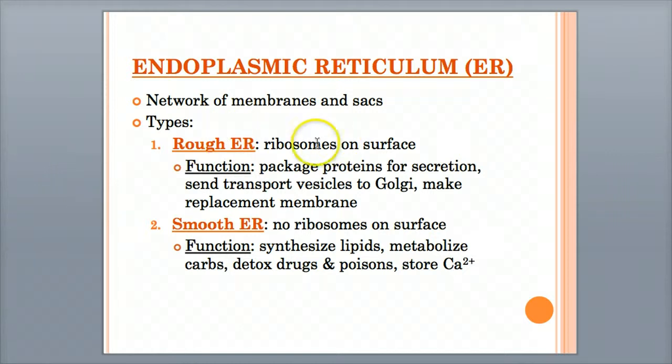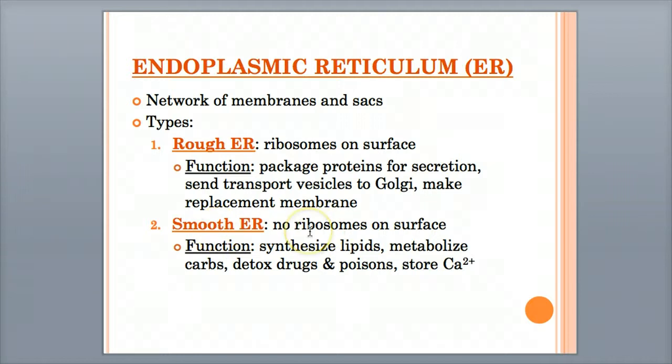The rough ER has ribosomes on the surface. We talked about this in the last video. They're like little dots literally on top of the ER. They package proteins for secretion. They send these transport vesicles, which you can think of as delivery trucks, to the Golgi apparatus, and they make replacement membrane. Membrane, remember, is like the shell, so rough ER makes the replacement.